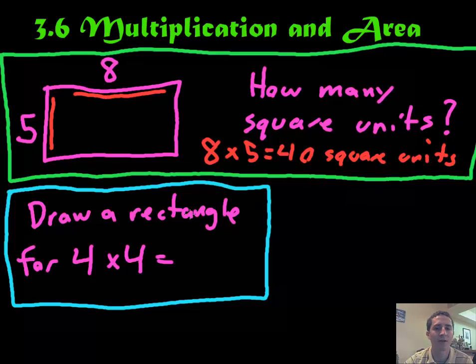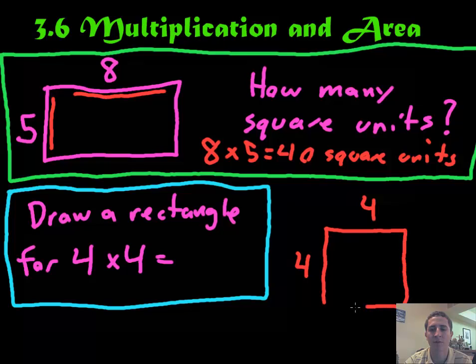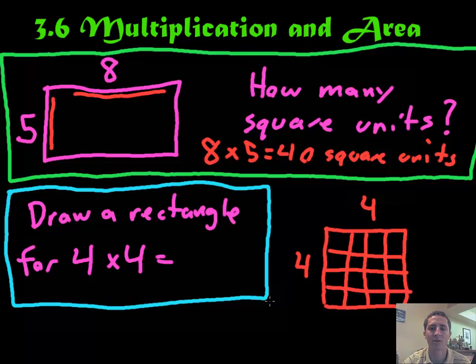Alright, if we look down at our second one here, if we were to draw a rectangle for 4 times 4, it would be 4 tall by 4 wide. And if we were to split that up, there would be, and my lines aren't perfect, I'm doing the best I can, there would be 16 square units inside because 4 times 4 equals 16, or 16 square units.